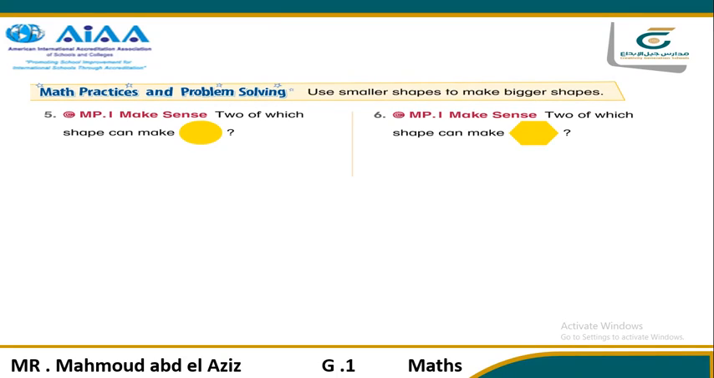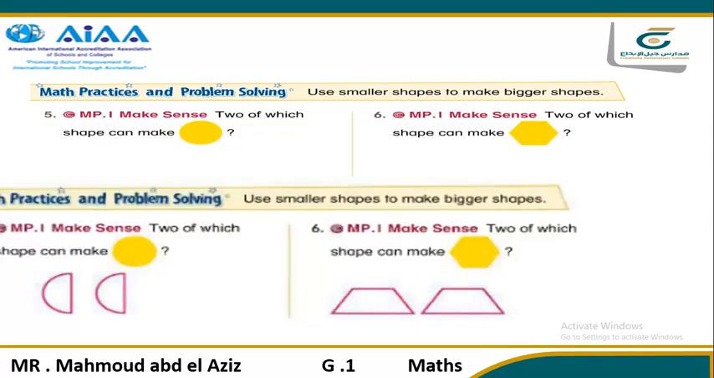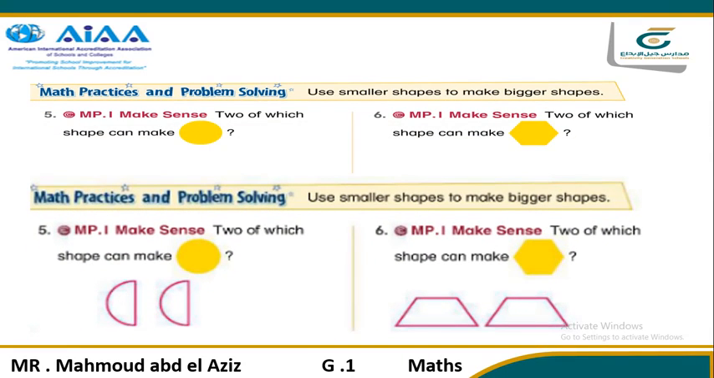Another question: two of which shape can make a circle? You can find we have here half of a circle and another half of a circle. If you put them together, you will get one circle. Question number 6: two of which shape can make this hexagon? Yes, if you put a straight line here, you will find you have two shapes from this shape.